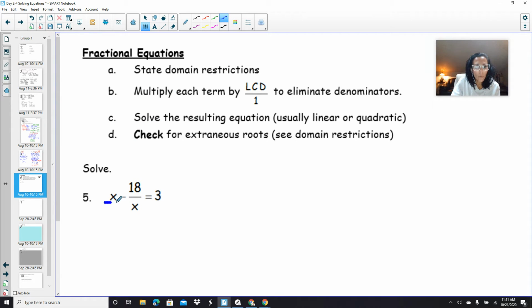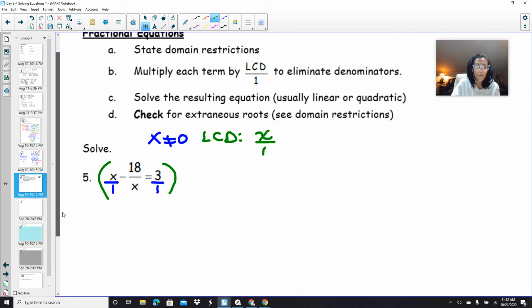So we're going to put this over 1 and this over 1. Okay? And our domain restriction here is, yes, we have a variable in the denominator, so x cannot be 0. Okay? What we're going to do is multiply everything in this equation by the LCD over 1. That will get rid of all my denominators. So the LCD here is going to be obviously x, right? 1 times x times 1. The LCD is x. So we're going to multiply everything by x over 1.